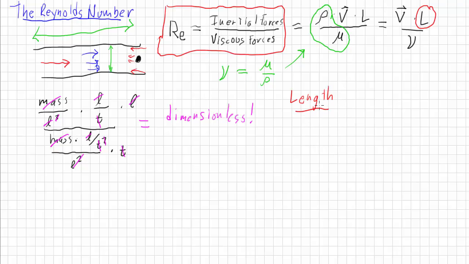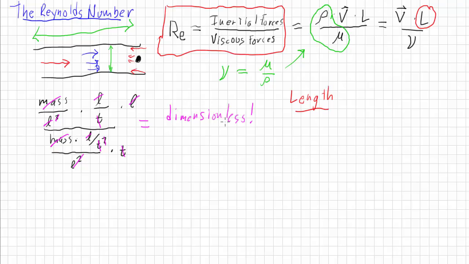It might be the diameter of the pipe. If the pipe is rectangular, there's a formula for that. If the pipe is not full, maybe it's just an open channel, whether it's an airfoil or a golf ball going through the air. This characteristic length is sometimes the most difficult thing to track down.